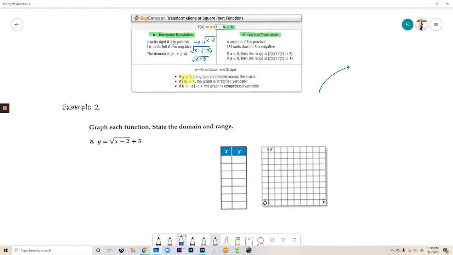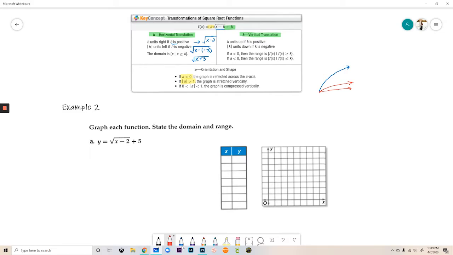Whereas the parent graph might look something like this. Here's the parent graph. It's a little more narrow. Whereas if we multiplied by a number, it would be vertically stretched. If a is a fraction or a decimal, in between 0 and 1, so let's say it's 1/2, that's going to be compressed vertically, so it's going to go like that. It's going to be a little more flat.